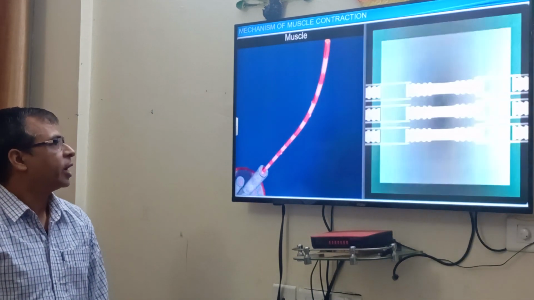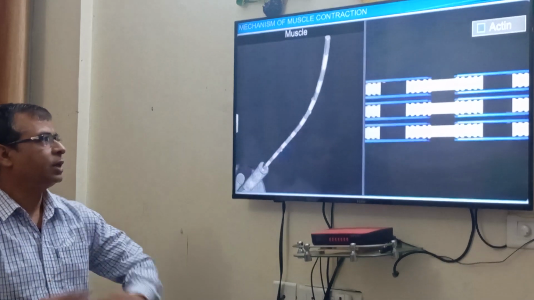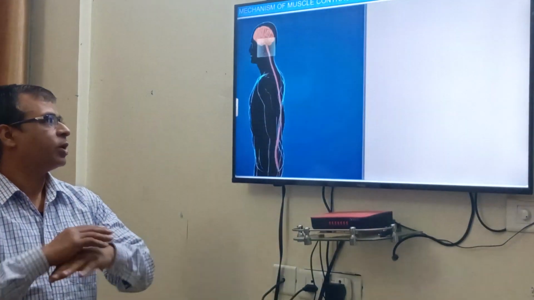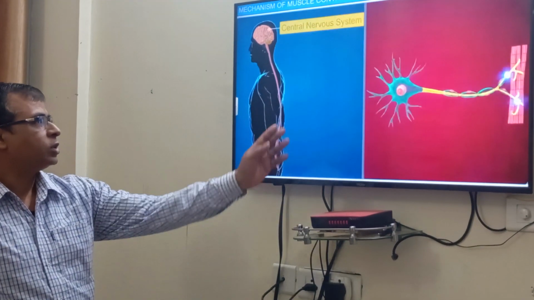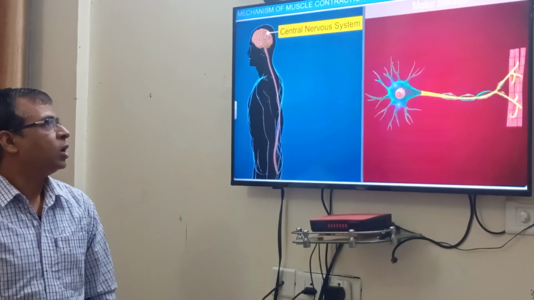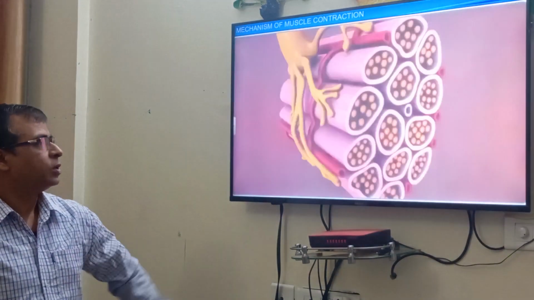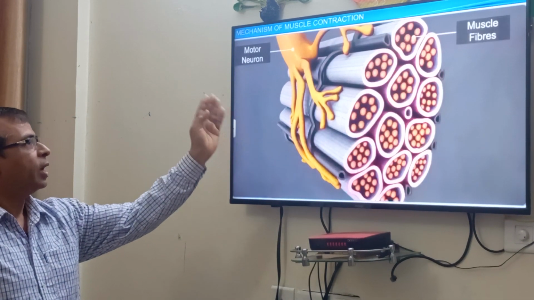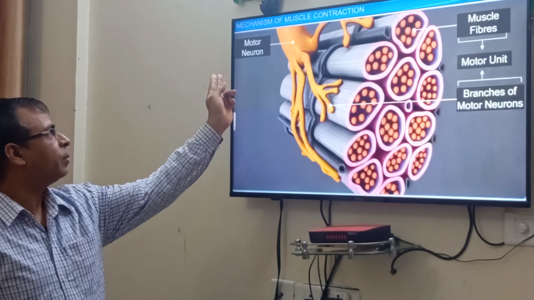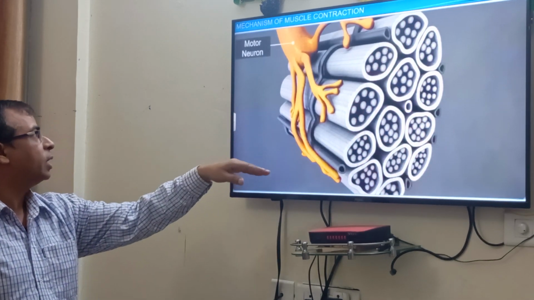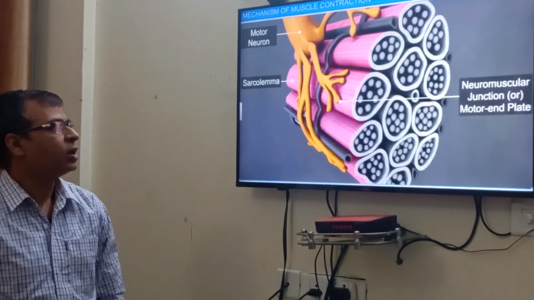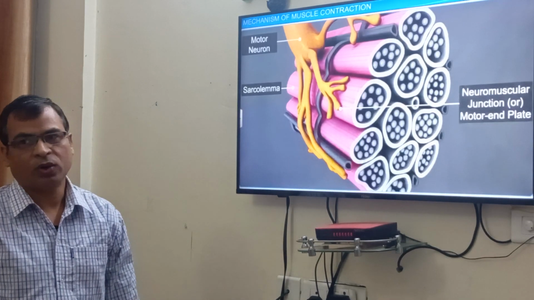This is the diagram of the myofibrils. This theory states that actin slides over the myosin. Here the neural signal goes from the brain to the muscles through the motor neuron. You can see in these diagrams. The motor neuron and muscle fibers combinedly are called a motor unit. And the junction between the motor neuron and the sarcolemma is called the neuromuscular junction or motor end plate.